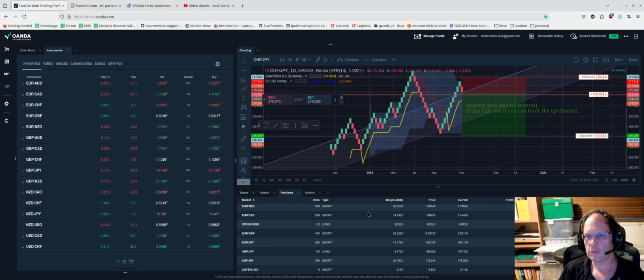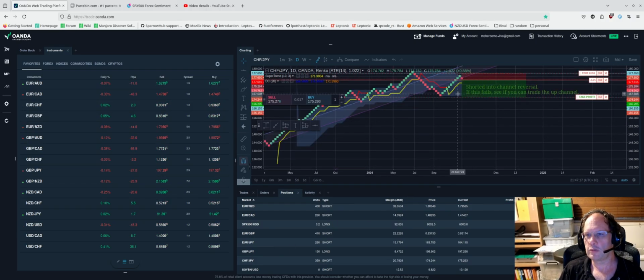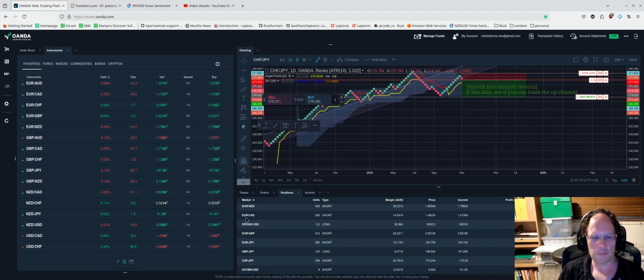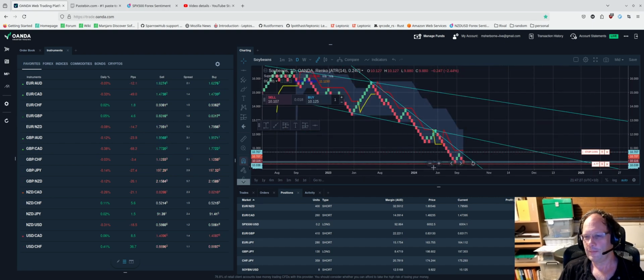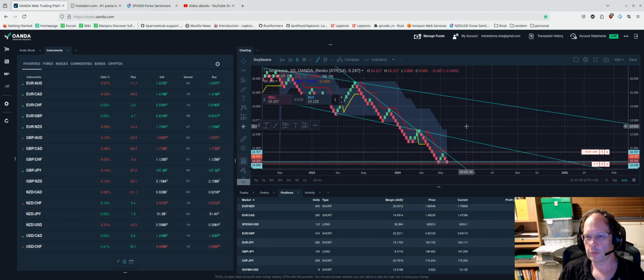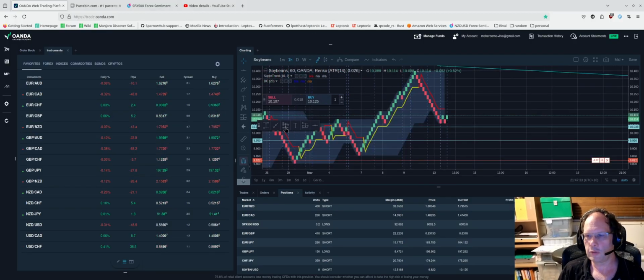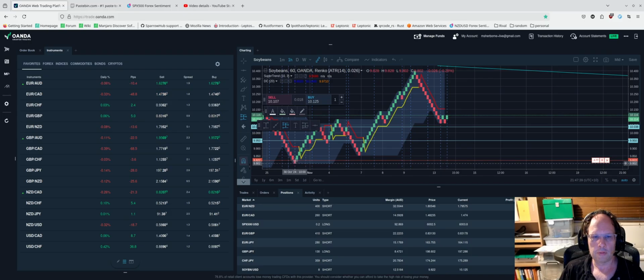Swiss Japan, we're shorted into the channel. If this fails, see if you can trade it. So this one, I have no idea what I'm doing. We'll just have to see what happens. I'm like shorted or long it, one or the other. And here we're short. We haven't written a trade in. Let's write a trade in. I don't know why we entered. Probably should have recorded all that. Where did we go in? Way over here.